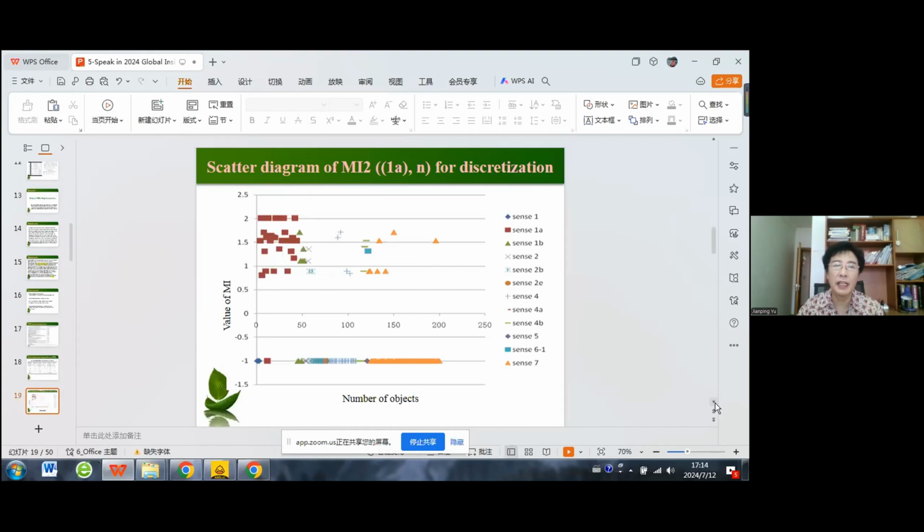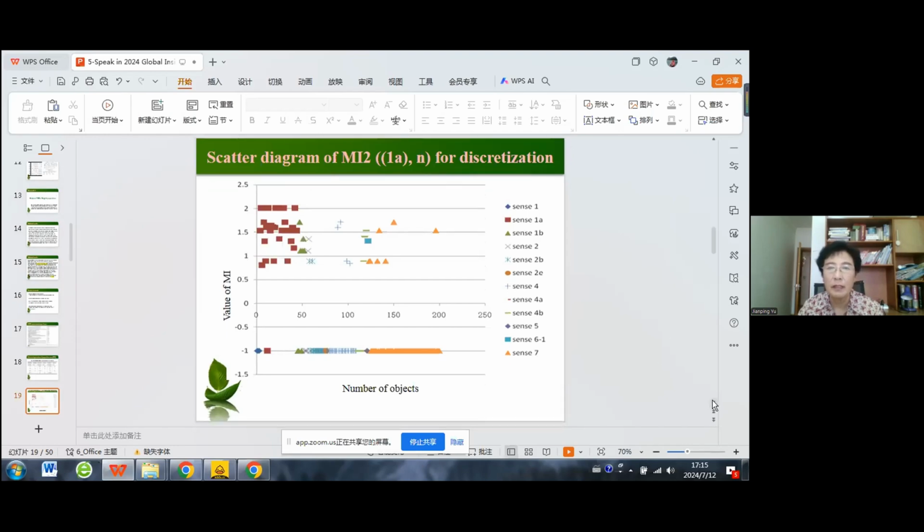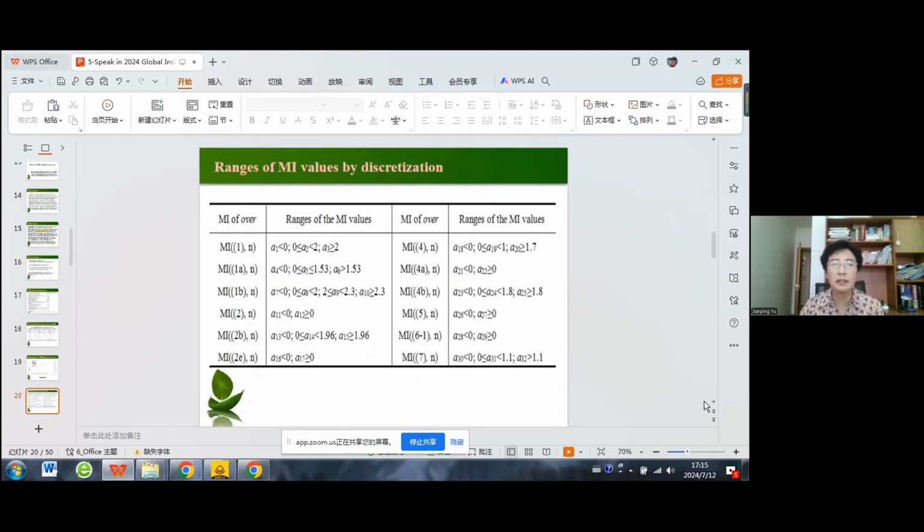This is a scatter diagram of MI. MI means mutual information. We select the mutual information as attribute for word sense disambiguation. Here shows the MI between the preposition and its complement noun. And this is the discretization of the MI. By the discretization, we got the range of MI value, and it is shown in this table.